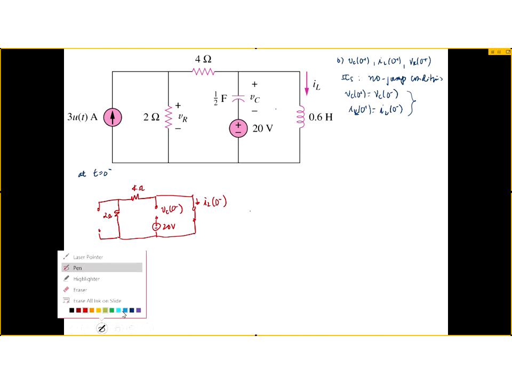What is IL at 0 minus? Anyone? Okay, so what's the value of IL at 0 minus? There's only one source, the 20 volt source, but it's not connected to that wire, right? So IL is 0. Everyone okay with that? There's no way for that source to send any current anywhere. It's actually not connected.